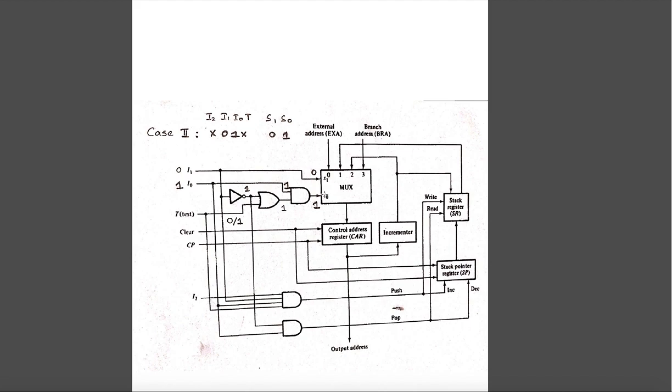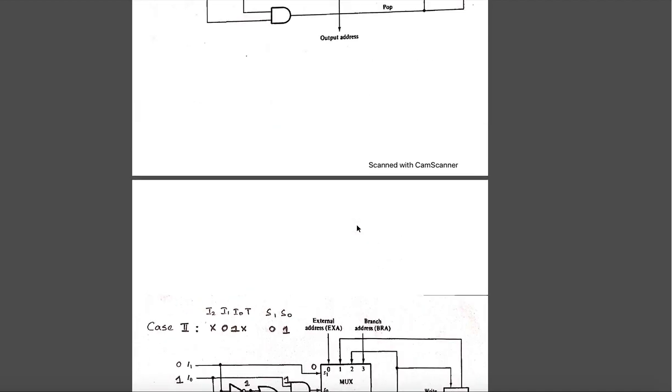So here in S0 we get 1. So 0 1, which means the mux will be selecting the decimal number 1. 0 1 is the binary equivalent of the decimal value 1, right? So what is 1? 1 points to the stack register, which means that there is an address being present in the stack register that needs to be loaded into the control address register.